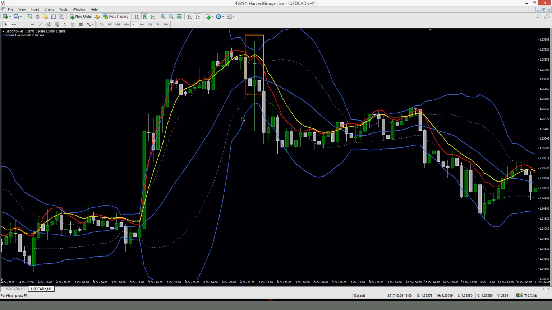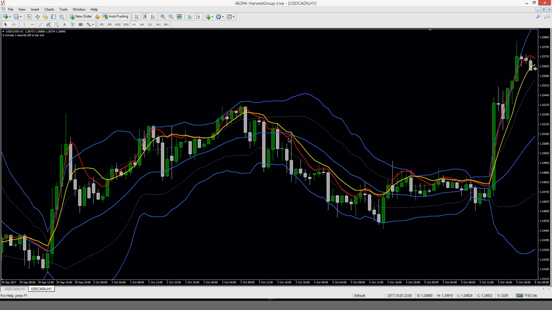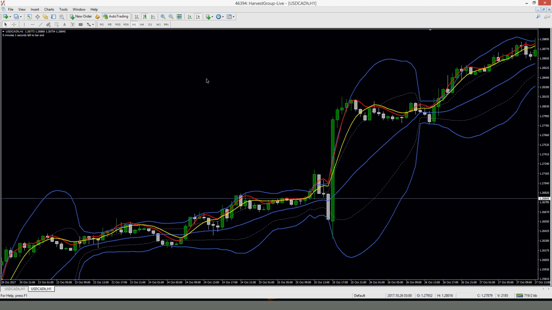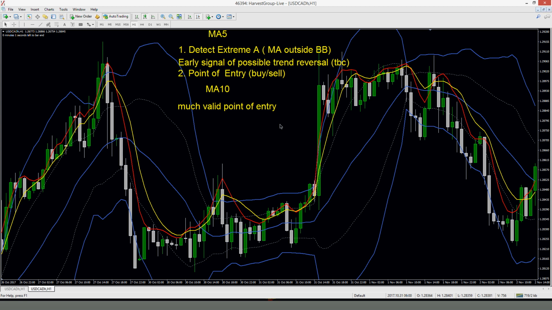Let me just find another example of entry sell over here. So here's another example, and also over here. The candle rejected MAHI 5 and MAHI 10, and here the candle rejected 4 lines as well: middle BB, MAHI 5, MAHI 10, and division 1. So it tells you that this is a very valid point of entry sell. Okay, so I think that's MA5 and MA10.